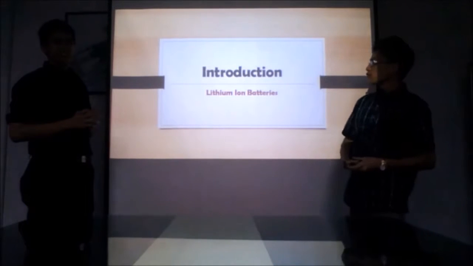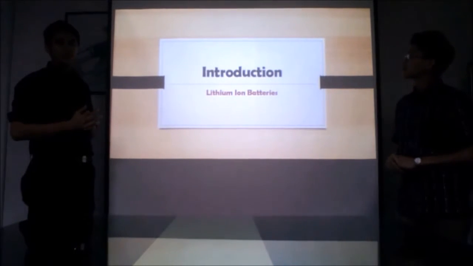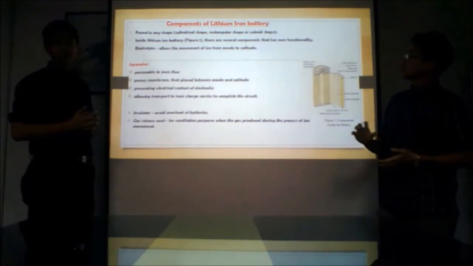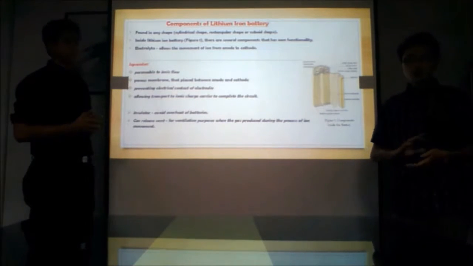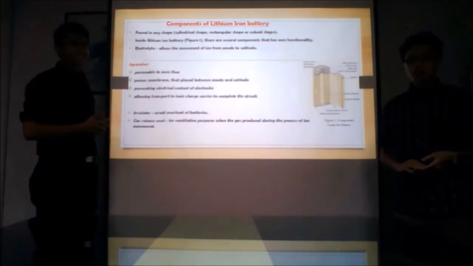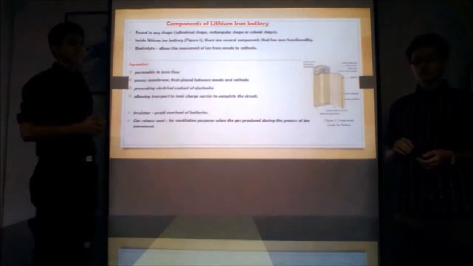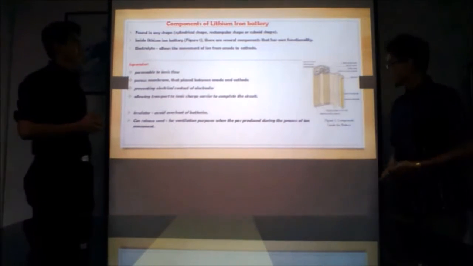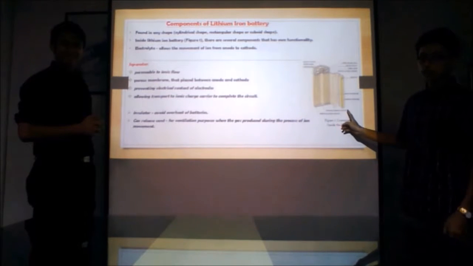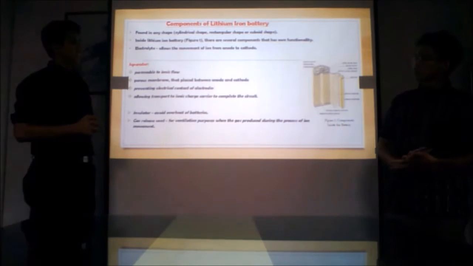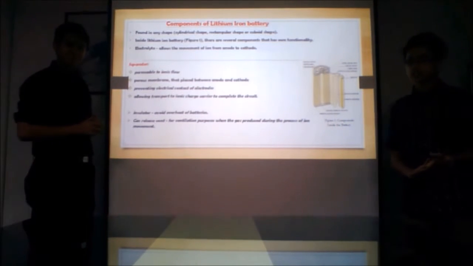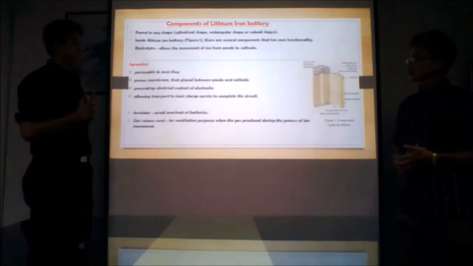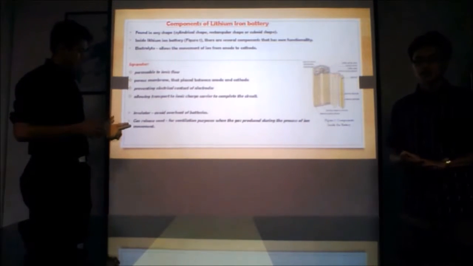For the introduction of lithium ion batteries, the components of a lithium ion battery may be found in many shapes, such as cylindrical, rectangular and cuboid shape. This is figure 1. It shows several components that each have their own functionality, such as electrolyte, separator, insulator and gas release fan.